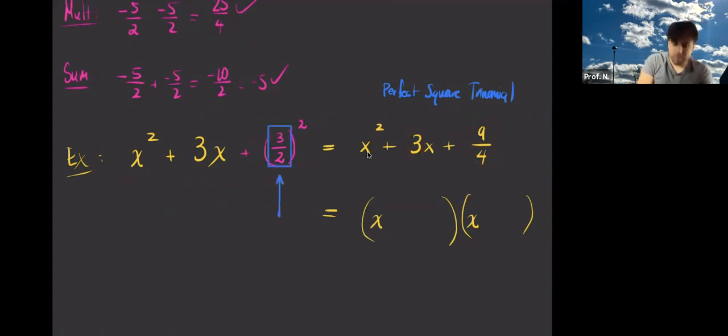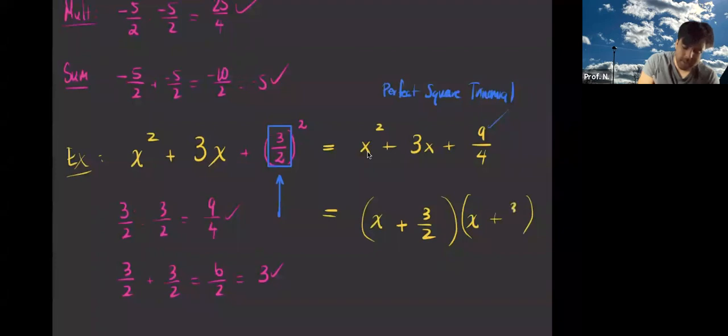3 halves. 3 halves times 3 halves is 9 over 4. 3 halves plus 3 halves is how many halves? 3 halves plus 3 halves is 6 halves, right? So 3 halves times 3 halves equals 9/4. That's the multiplication part. 3 halves plus 3 halves is 6 over 2, which is 3. So this number here is precisely the number.